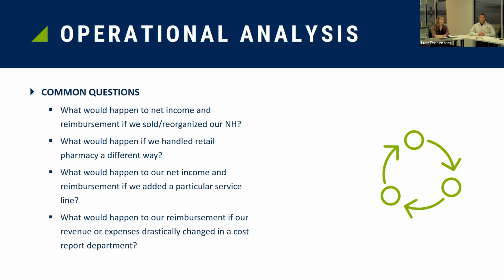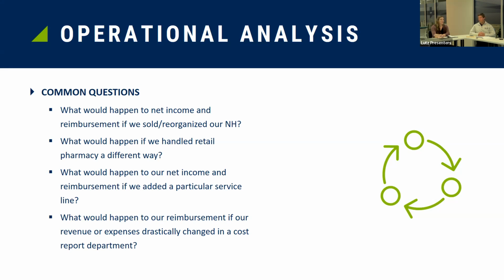Similar idea with retail pharmacy. The retail pharmacy is also a non-reimbursable department. So, running projections on how reimbursement would change if you, again, handled retail pharmacy in a different way. How would your net income change, or how would your reimbursement change if we added a particular service line? I think that's, again, going back to that wound care example. You could say, okay, here's the break even from an operational perspective, but what would happen to reimbursement? Should we break out that cost report department into a separate line? Having those type of discussions up front gives you guys the data to make the best decisions you can.